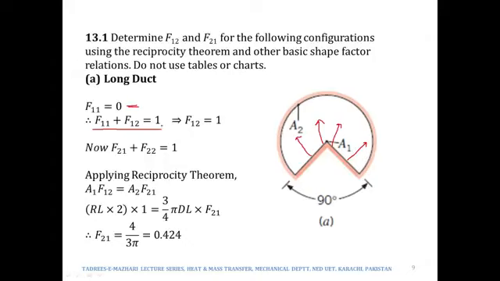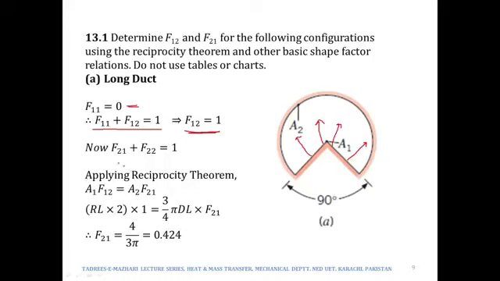So therefore, using this equation, we can write that F12 is 1. F12 equal to 1 means the radiation leaving 1 which is striking surface 2 directly is 100%. It means radiation leaving 1 and being incident upon 2 is all the radiation, and the radiation leaving 1 is not going to any other surface besides 2. So we have found out F12.